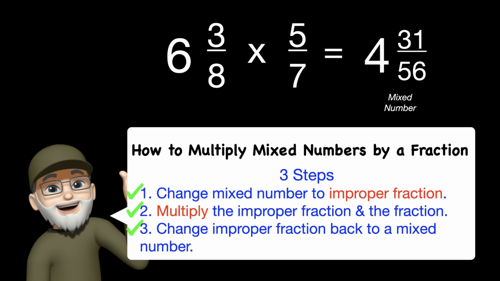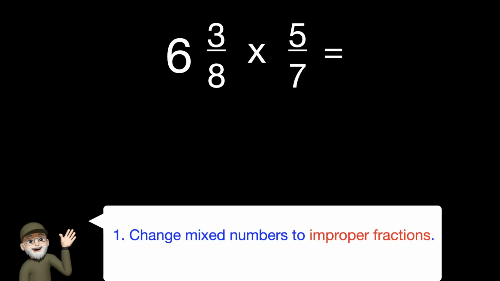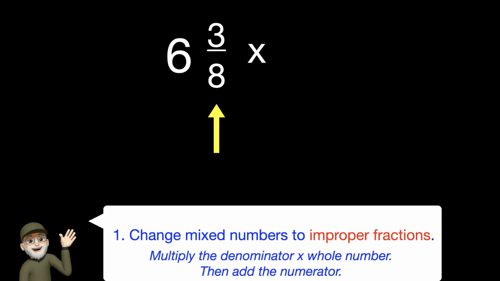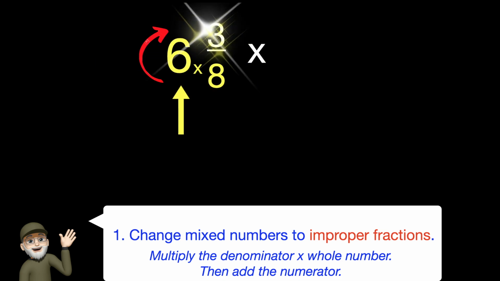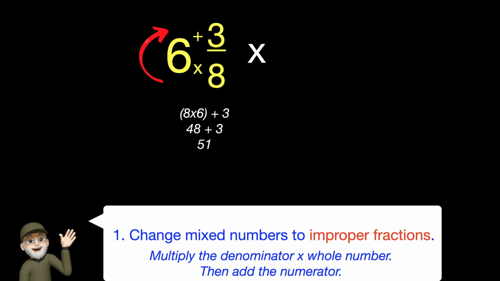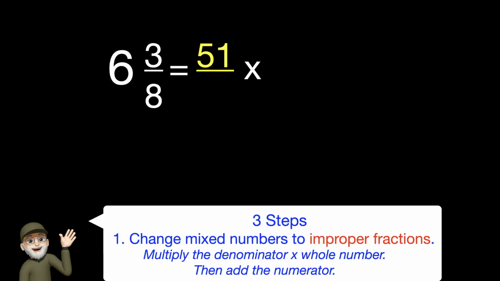Okay, let's look at our problem in a little bit more detail. Step 1 is we want to change the mixed number into an improper fraction. How we do that is that we multiply the denominator, which is in this case 8, times the whole number of 6. Then we add the numerator, and we're working in the direction of that red arrow. If you do the calculations, 8 times 6 is 48. 48 plus 3 is 51. That becomes the numerator. Our denominator stays the same, and that's going to be 8.